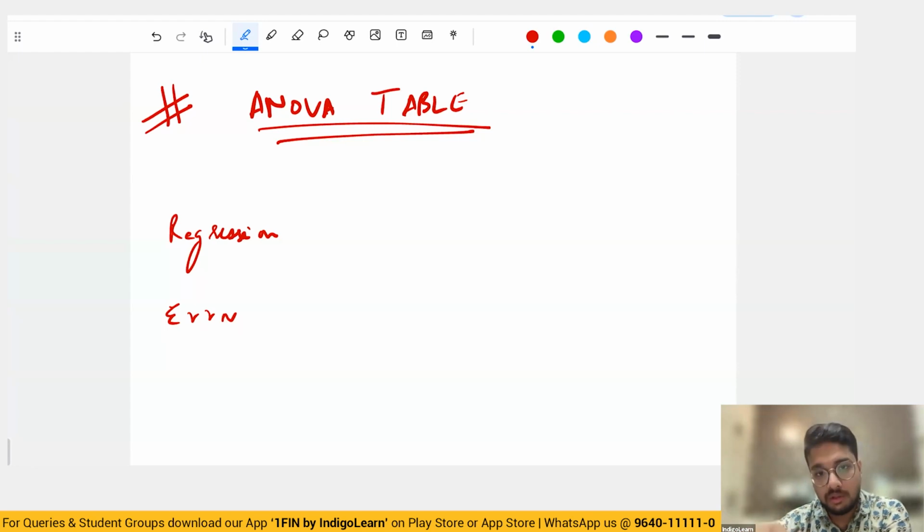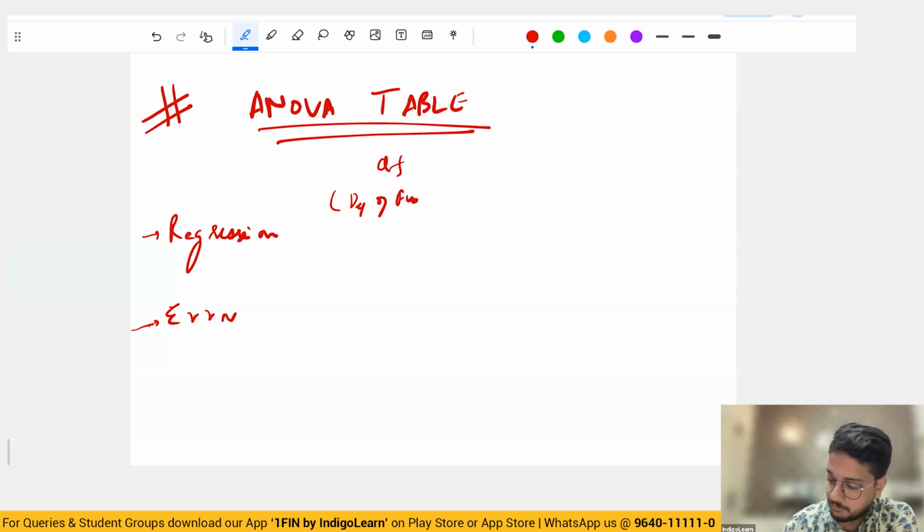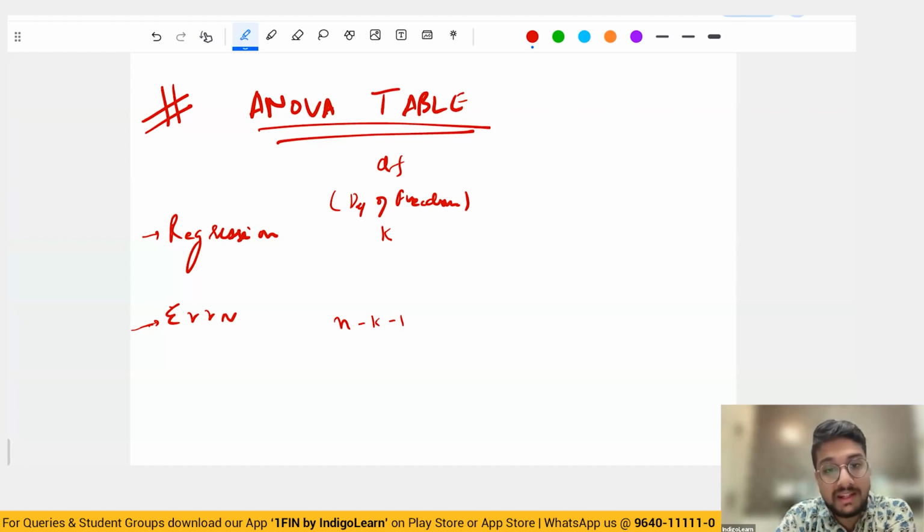So in an ANOVA table, I'm drawing the ANOVA table for you again, so that you feel comfortable with this and you're able to take yourself beyond the concepts. So this is regression, this is error, like how we used to draw it. This is degree of freedom, DF means degree of freedom. For the regression it used to be K, and for the error it used to be N minus K minus 1. This is total. Total of this shall be N minus 1.